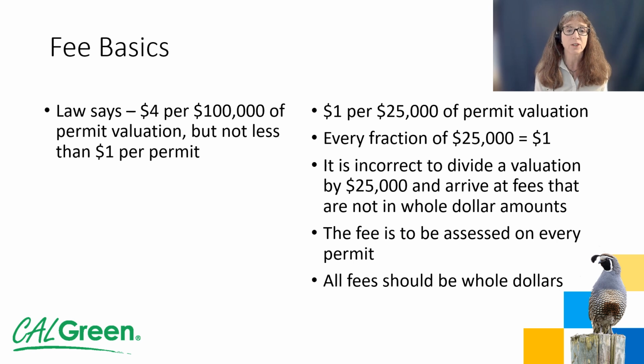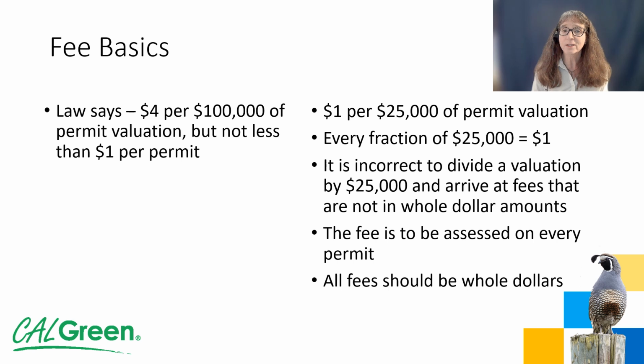To implement the requirements of SB 1473, an easy process was developed for building departments to collect and remit the fee. Simply put, the fee is $1 per $25,000 of each permit's valuation or fraction of $25,000 in a valuation.